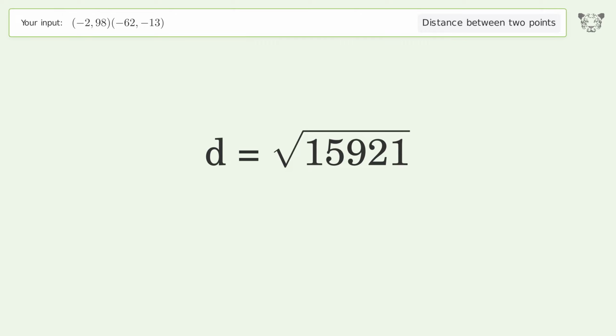And so the distance between the 2 points is the square root of 15,921, or 126.178.